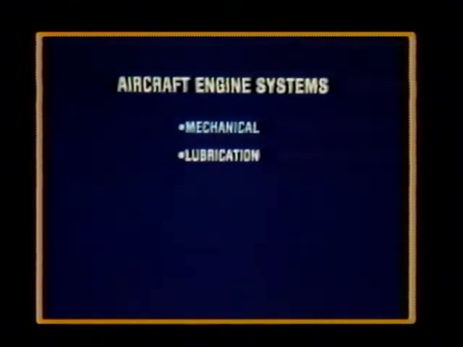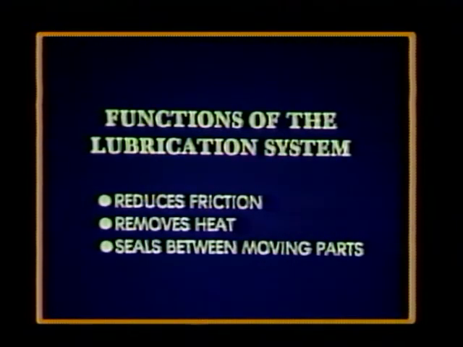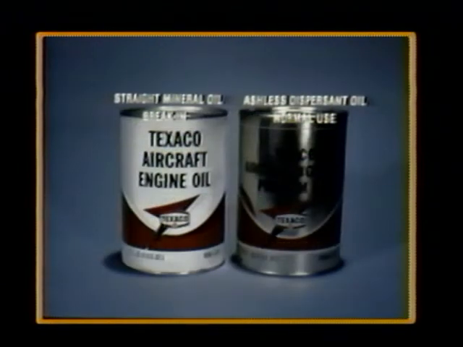The mechanical system of an engine is the most obvious of all the systems, but equally important is the lubrication system. For the most part, the lubricant flows through the engine to reduce friction, remove heat, and provide a seal between moving parts. Most oils used in modern piston engines have a mineral base and may be either a straight mineral oil, which is normally used for the break-in period of new engines, or an ashless dispersant oil that has additives to prevent the formation of sludge. Ashless dispersant oils are the most popular oil in use.